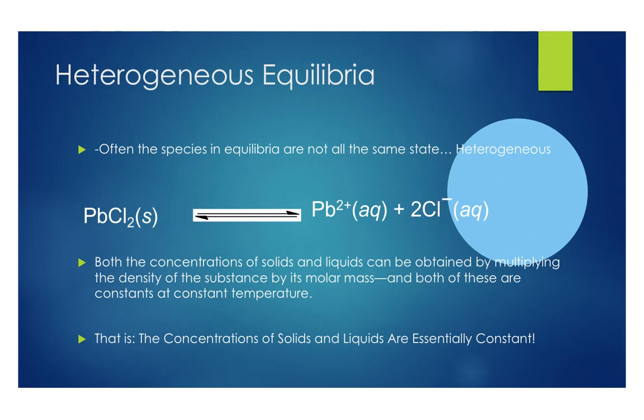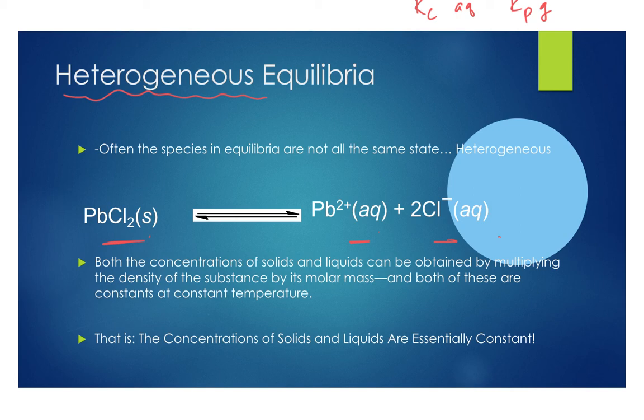Okay. Another interesting thing, you'll notice that we talked about Kc in terms of things that were aqueous and Kp in terms of things that were gaseous. So what if they're heterogeneous? What if things are not the same? Let's say they're not all aqueous or not all gas. Those species would be called heterogeneous, and we would have a heterogeneous equilibrium. In this case, you can see that we start with lead(II) chloride, and we dissolve that into lead ions and 2 chloride ions. That dissolving process is a heterogeneous equilibrium because we have different states of matter on both sides of the equilibrium.